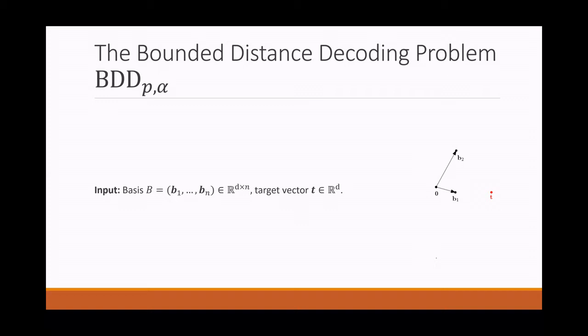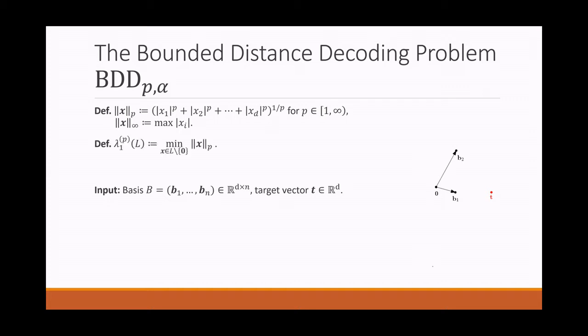So to formalize this, I'll need a bit more notation. We're going to measure distances in terms of LP norms. And a focus of this talk will be to look at the complexity of the BDD problem as we vary the LP norm that we're working in. With this notation, we can define lambda1 of L, or the minimum distance of L, to be the length of the shortest non-zero vector in the lattice in the LP norm. And the distance between the target and L to be the minimum distance between the target and some lattice point.